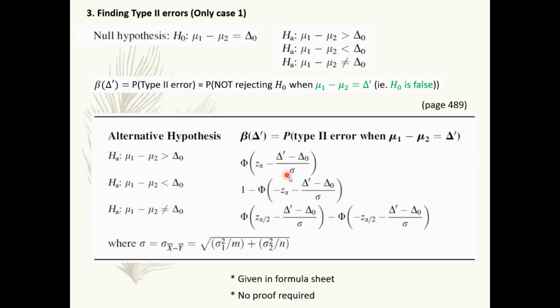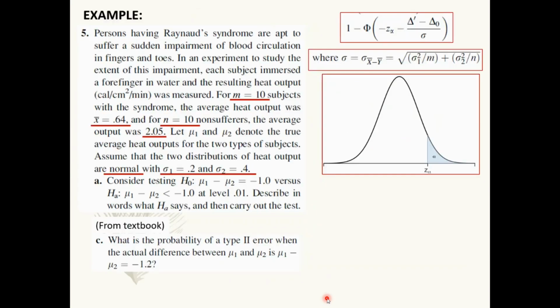Notice in the denominator, you have the sigma, which is calculated using this formula here. So note these formulas will be given in your formula sheet and you do not need to know the derivations or the proofs for them. So let's quickly look at an example. In this case, this is question 5, part C. This is the true C, not the one I created.